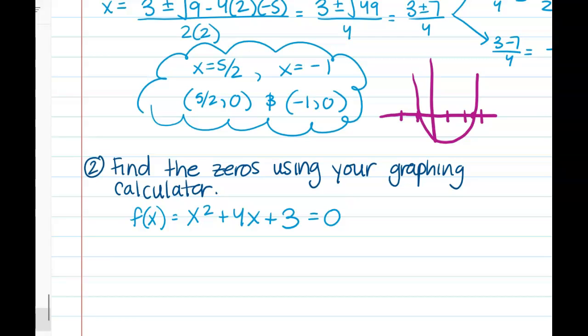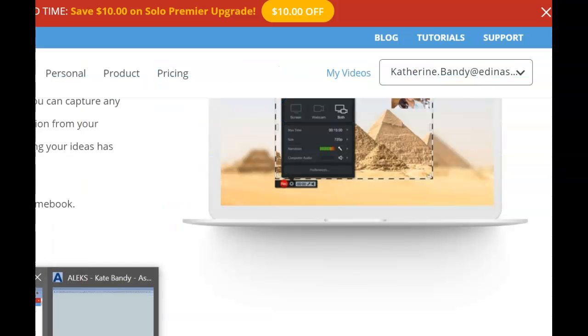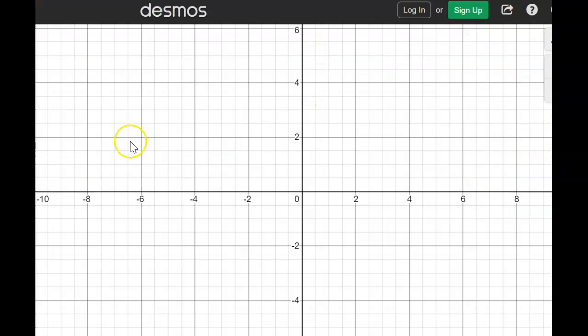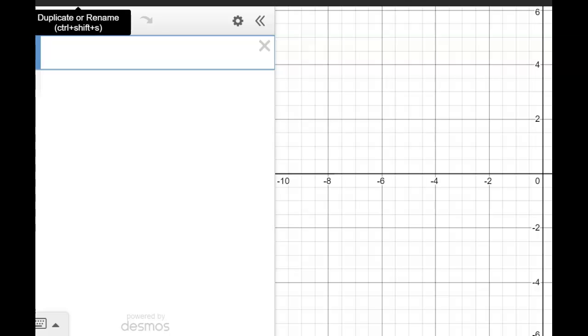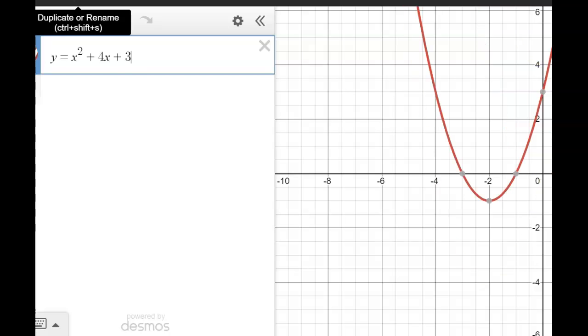So typically on a test, you obviously wouldn't be able to use Desmos or anything, but since we're online, you can use Desmos whenever you want. So if you look right here, if I put in the function y equals x squared plus 4x plus 3, you can see here, and Desmos is really nice because it kind of gives you everything. So you can see the zeros are at negative 3 and negative 1, okay?